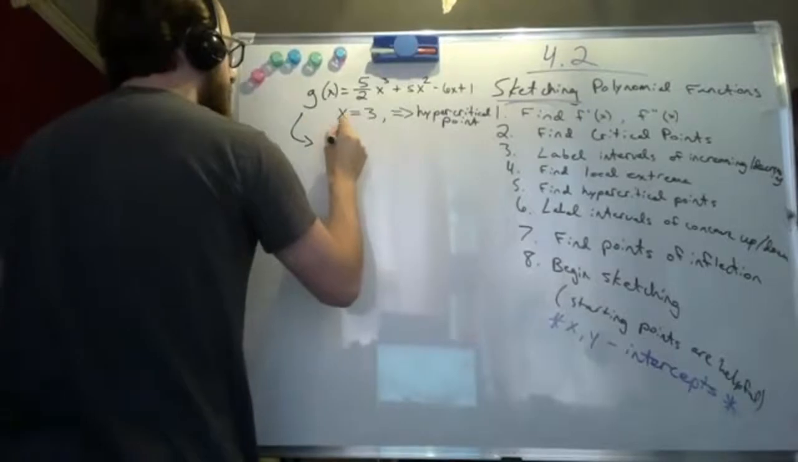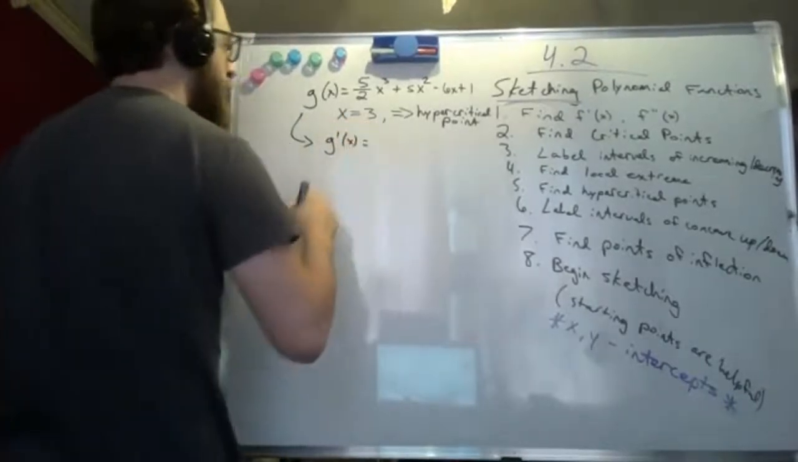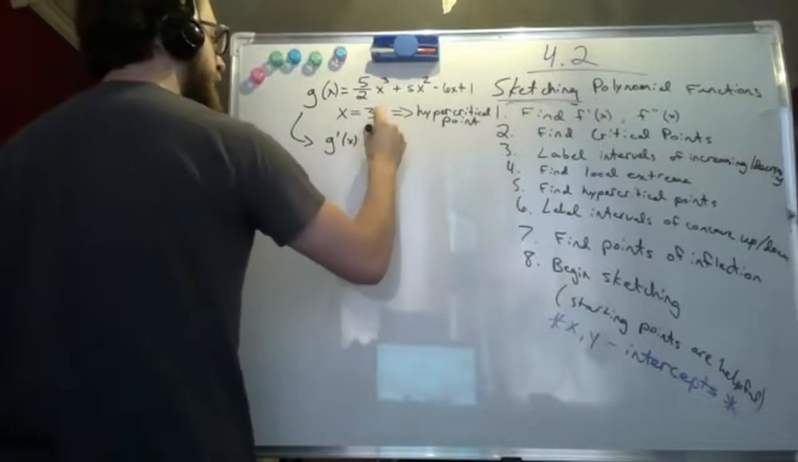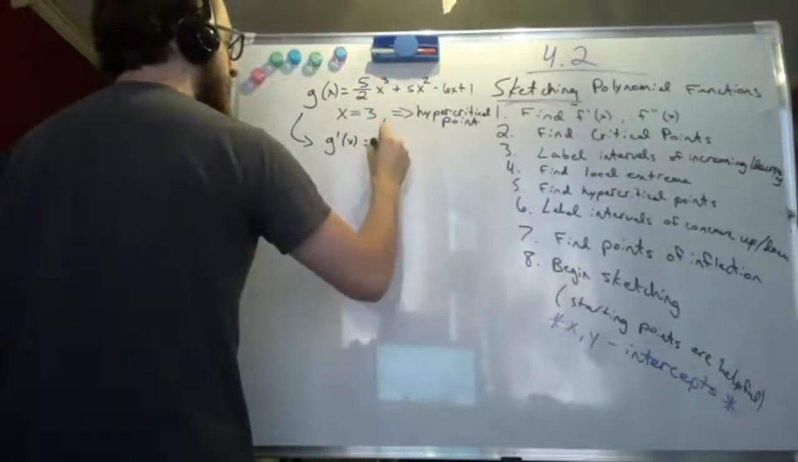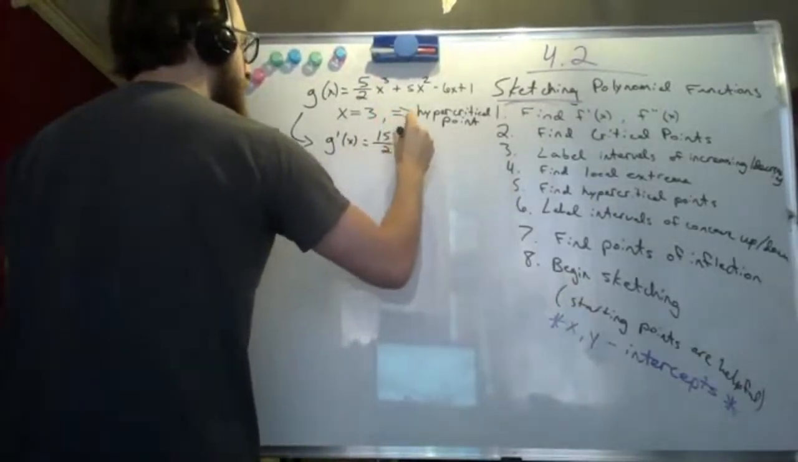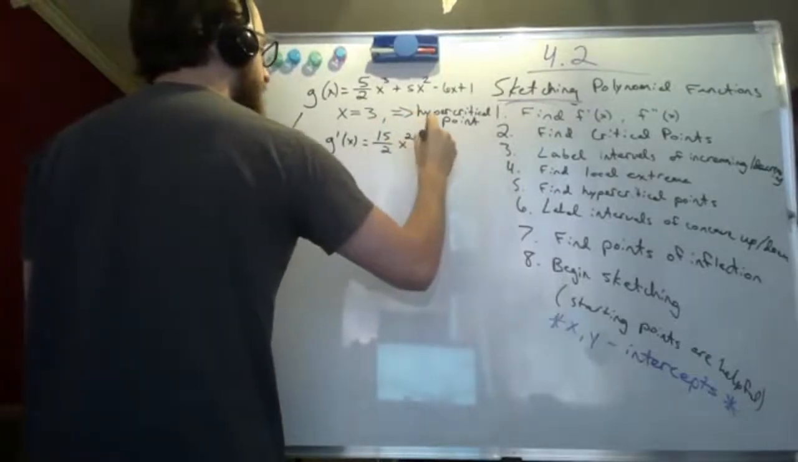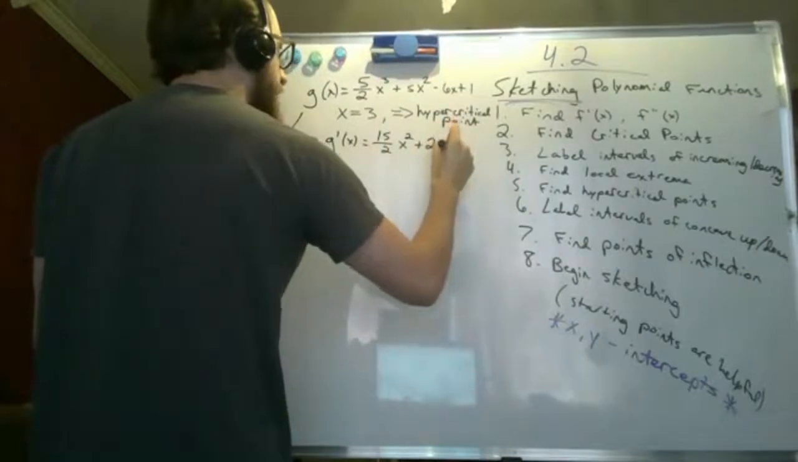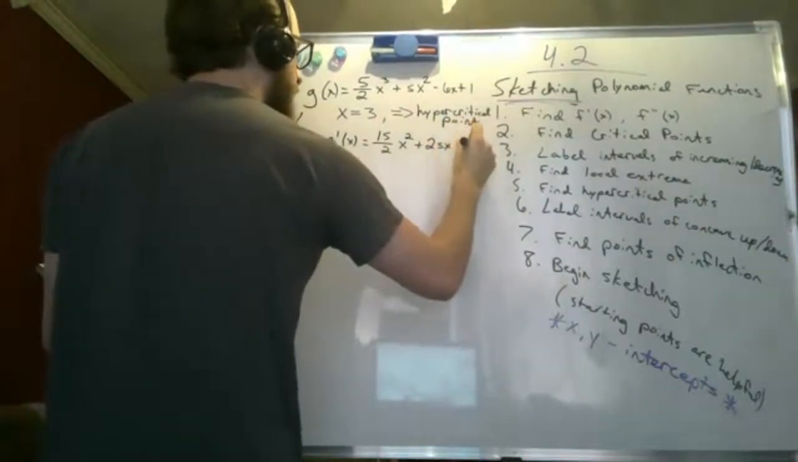So g prime of x is equal to, we're just going to use our power rule. 3 comes down, so 3 times 5, that's 15 divided by 2, x squared plus 2 times s, x to the first power, minus 6.